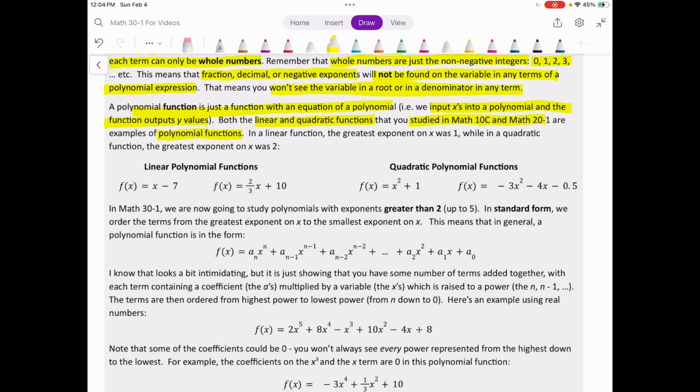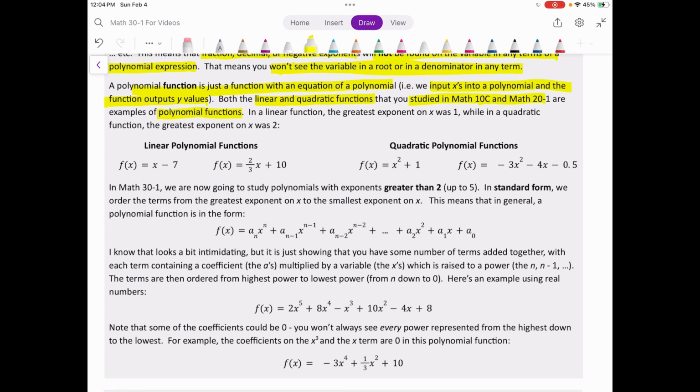And it's got multiple terms separated by addition or subtraction. That's it. It's a polynomial. No root x's, no 1 over x's, or anything like that. So in a linear function, the greatest exponent on x was just 1. That makes it a linear function, right? Exponent of 1. In a quadratic, really, it's still just a polynomial, except now we introduce x squared terms. So the greatest exponent on x is 2.